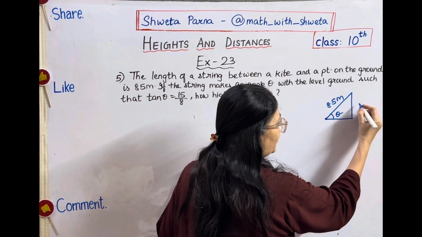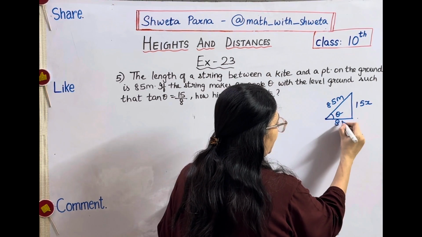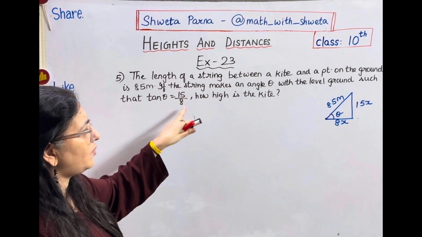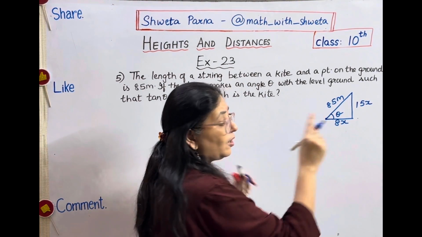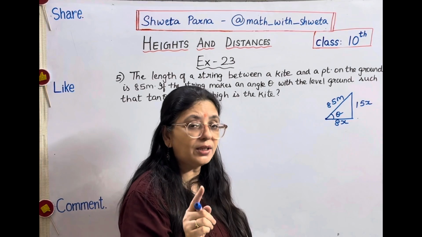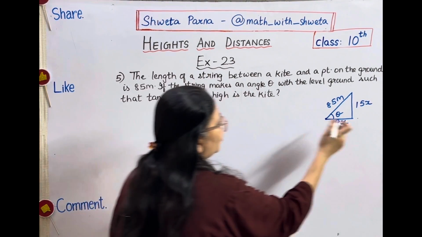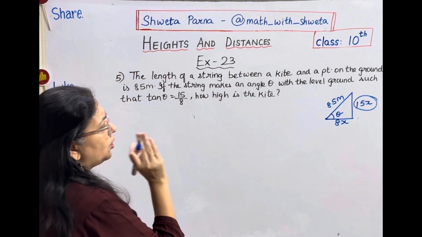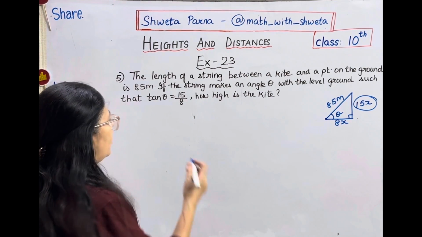That means opposite we will take, let the height be 15x and the base be 8x. Why? Because tan theta is opposite upon adjacent. So, opposite is this and adjacent is this. But 15 is not the value, it is in a simplified form. What you have to find? You have to find the height of the kite. Okay. Now, looking at this, we know this is the right angle triangle. We can use Pythagoras theorem.